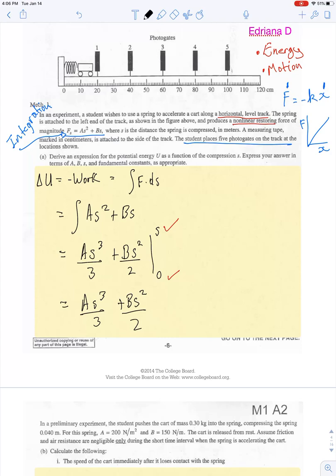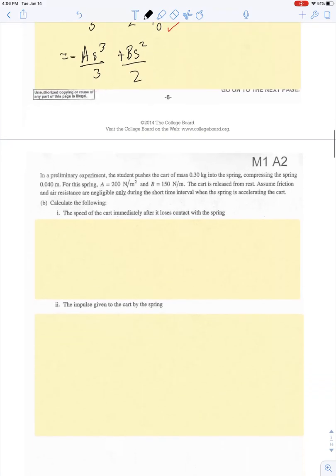Did I leave a negative sign out? I think I left my negative sign out. I might be wrong on this, but let's put it there. Great. All right, that's done. Great, let's go on.